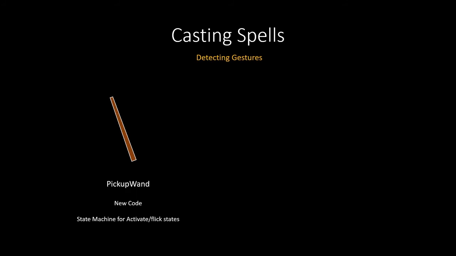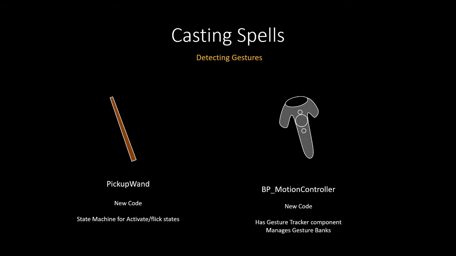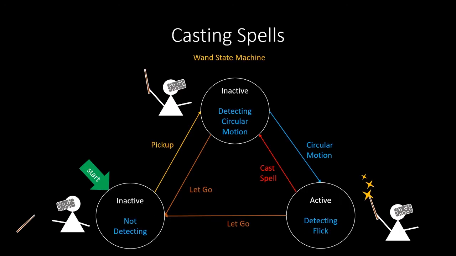The pickup wand will be activated and deactivated with gestures. It has an internal state machine for which gestures are being recognized. And like before, BP Motion Controller manages the gesture banks. The state machine looks something like this.